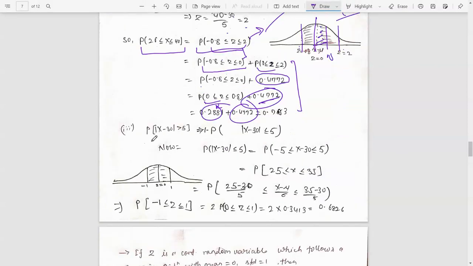Okay, so let's say we want to find the probability of mod of x minus 30 greater than 5. This is translated into 1 minus the probability of mod of x minus 30 less than or equal to 5. Why do we do that? Because this is easy to break down. If mod x is less than or equal to a, then x is between minus a and a.